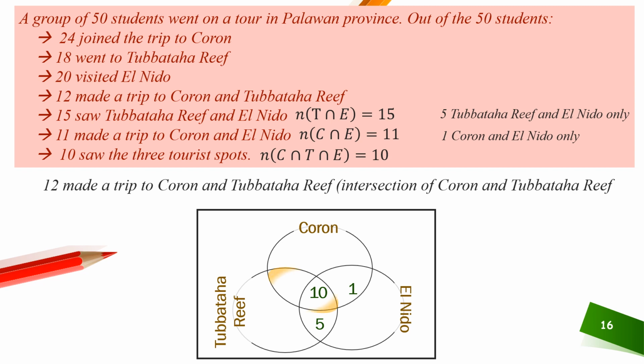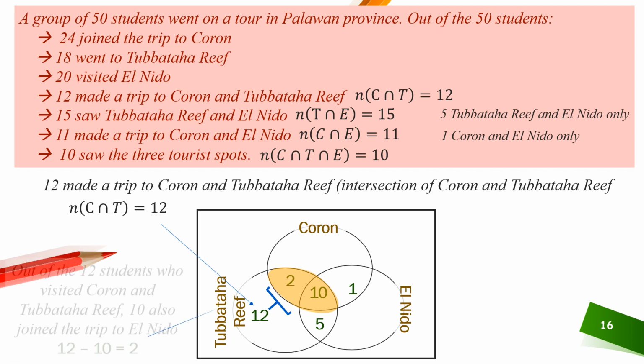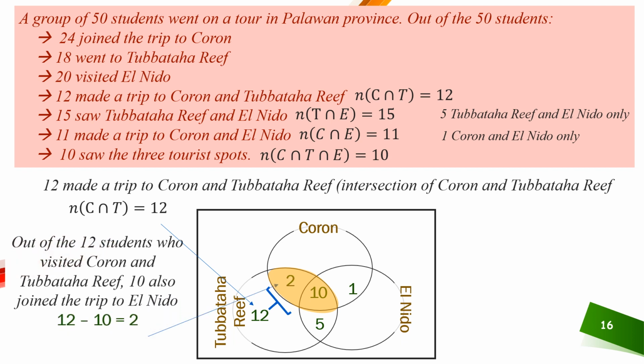Next, tingnan naman natin ang intersection ng Tubataha Reef and Coron. So, based on the given, ilan ang pumunta sa Coron at sa Tubataha Reef? Correct, 12. But out of the 12 students, meron na rin doon ang bumisita sa El Nido. Ilan na lang ang kulang? 2. Therefore, there are 2 students who visited Tubataha Reef and Coron only.